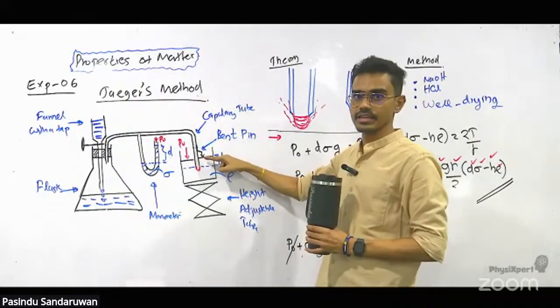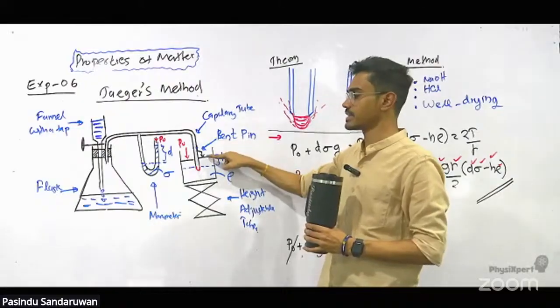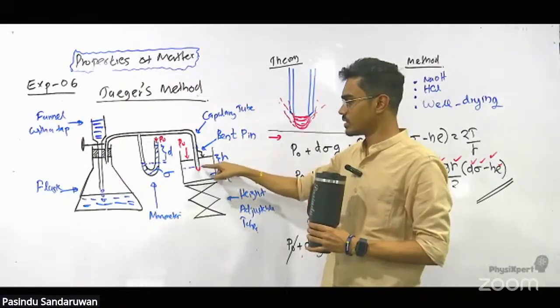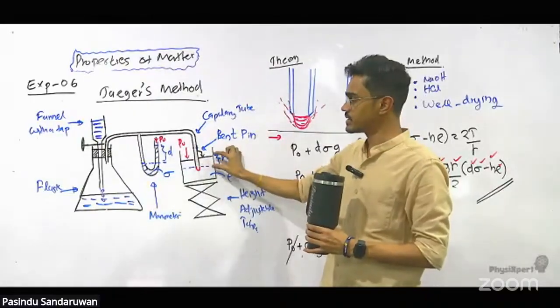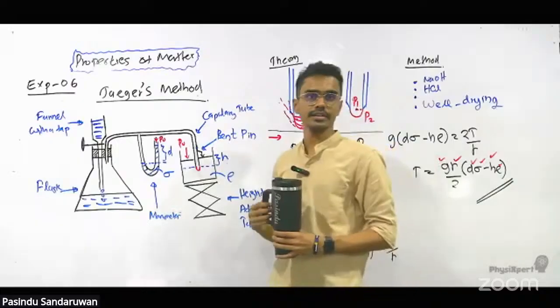This is the pin that has been fixed now. We focus here on the pin and take the reading. And then it is focused again to the bottom end of the capillary tube and the reading is taken. The difference between these two is the height here.